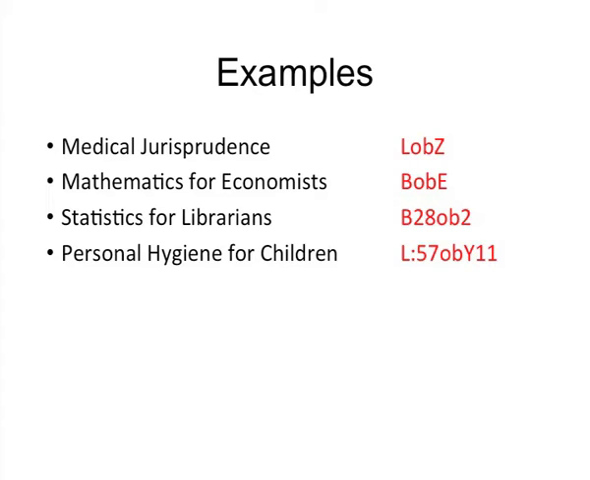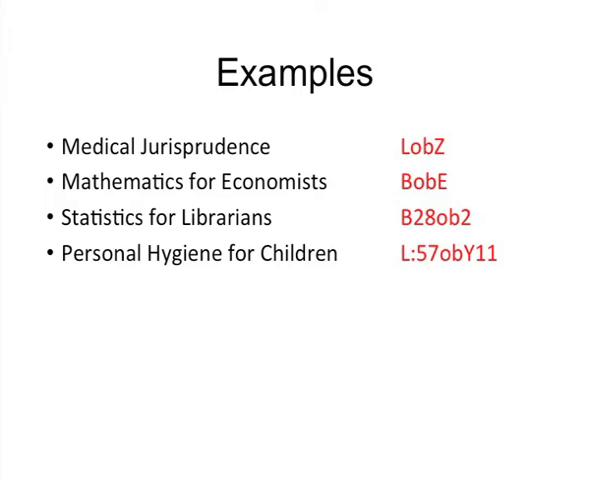Similarly, if it is mathematics for engineers, here mathematics is biasing engineering, therefore, the number becomes D for engineering, whereas if it is mathematics for economists, it becomes B 0 B X. Statistics for librarians. Now, statistics is B 28. If you open up your schedules, you will find the number for statistics is B 28. Therefore, it becomes B 28 0 B 2.